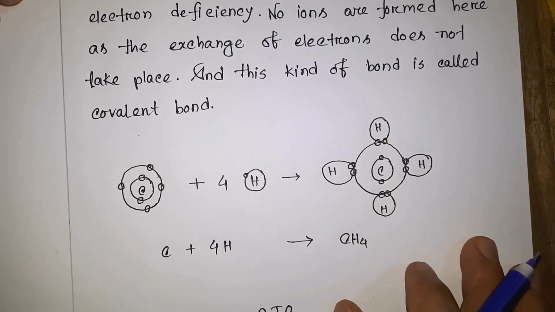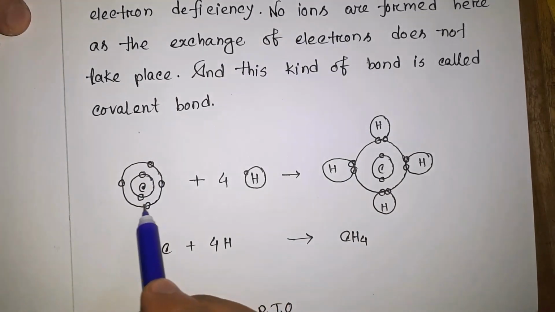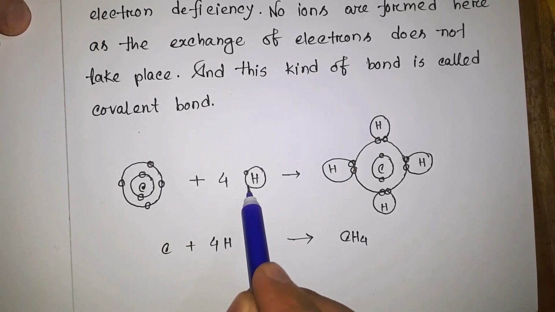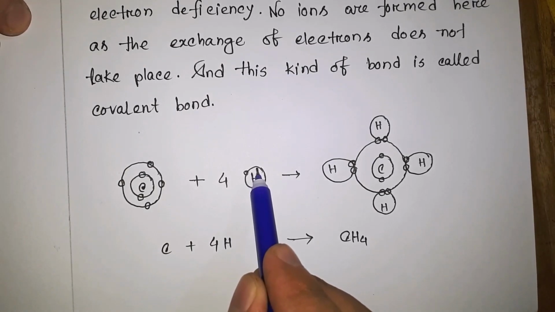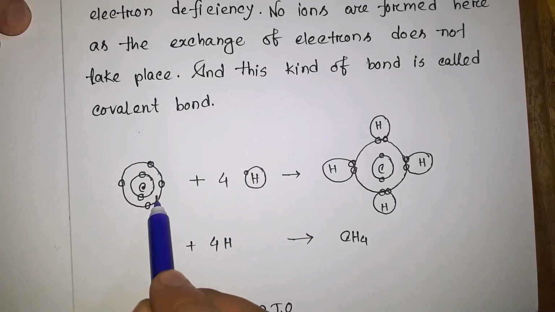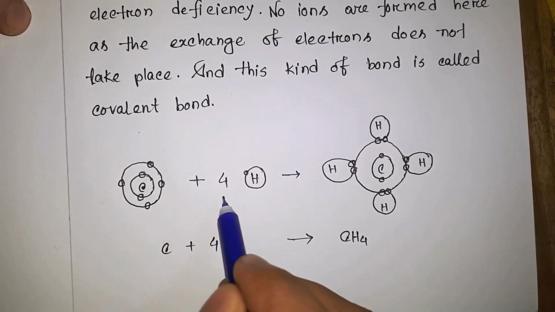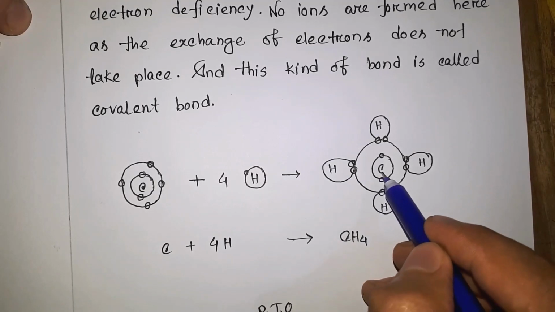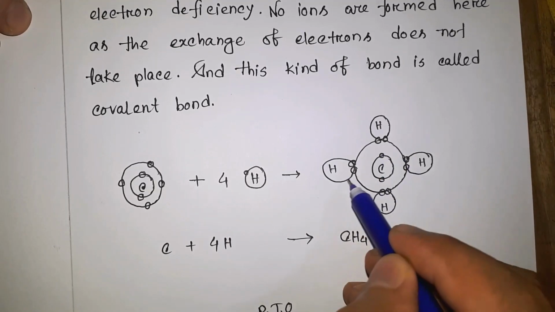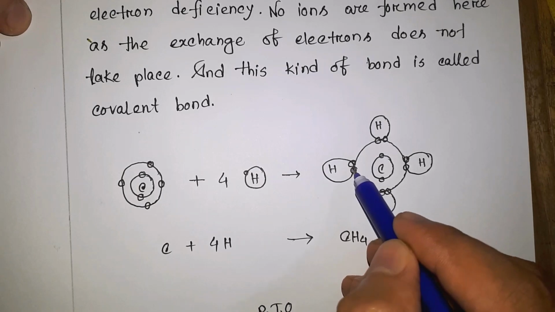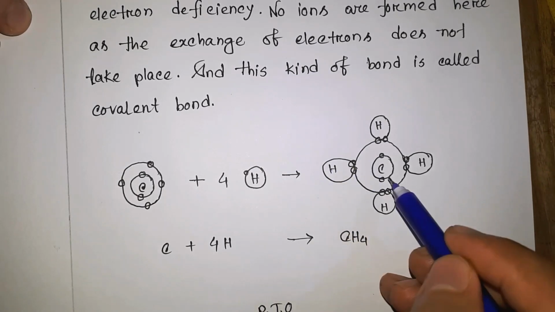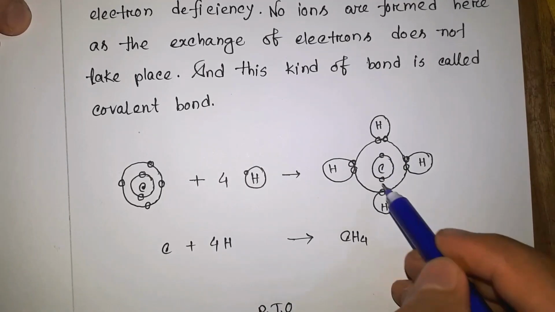Here you can see carbon has 4 electrons at the last energy level and hydrogen has only 1. Hydrogen needs 1 electron to fulfill the duet rule, carbon needs 4 electrons to fulfill the octet rule. So they both share their electrons with each other. Here you can see that carbon shares its electrons, hydrogen shares its electrons. Hydrogen has 1, 2, so it fulfills its duet rule, and carbon fulfills its octet rule here.